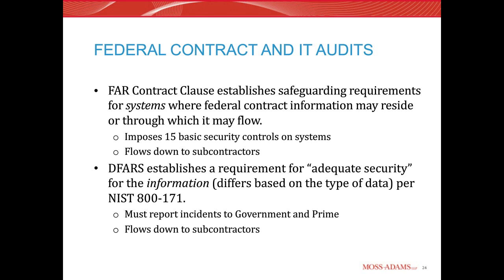And just recently, we have on the defense side, their FAR supplement established another requirement basically to report breaches. It also flows down to subcontractors, and it basically has to be put in place this year. So in 2017, if you're subject to this, you need to make sure your systems comply with NIST 800-171, one of the many NIST 800 standards for cyber and for information. But FAR covers systems, and DFARS covers information. That's the distinction.